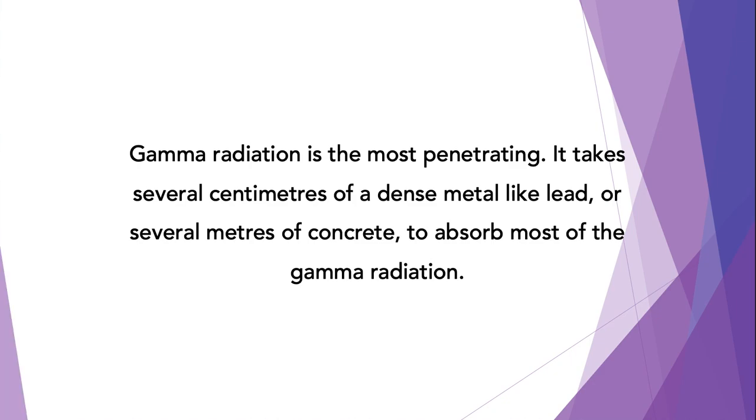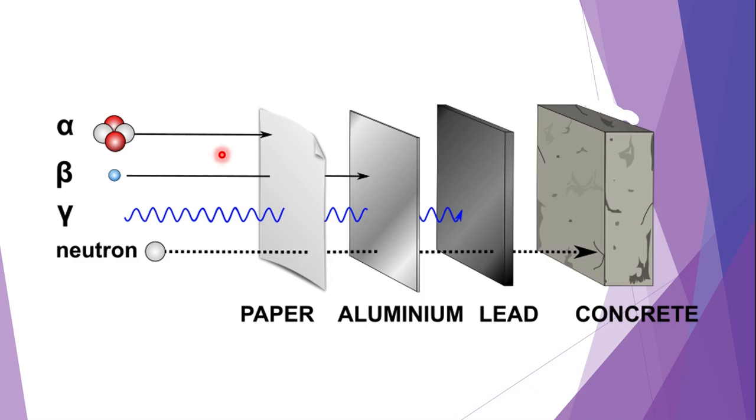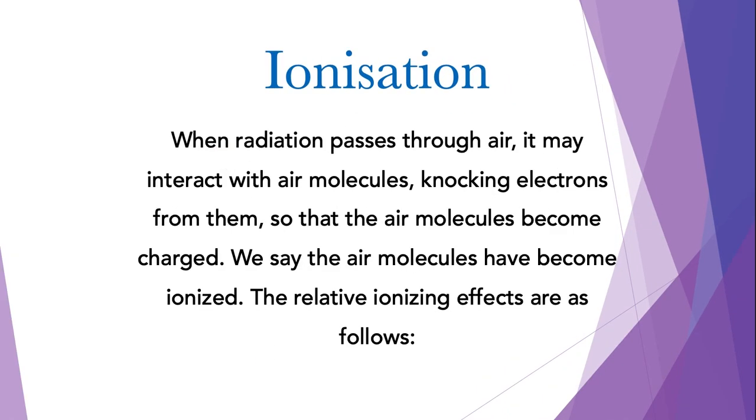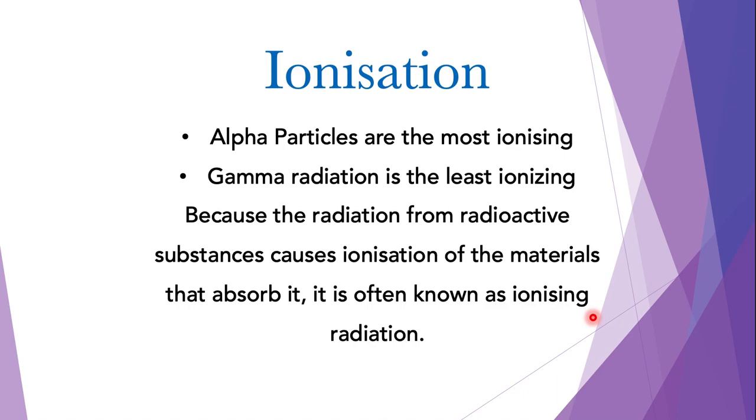Now we're going to see the ionization of these radiations. We understood that when radiation passes through air, it can get absorbed, like alpha particles get absorbed when they travel about 5 centimeters in air. What happens is that when radiation passes through air, it may interact with air molecules, knocking electrons from them so that the air molecules become charged. So we say that the air molecules have become ionized. Okay, so here we have the relative ionizing effects. Alpha particles are the most ionizing and gamma radiation is the least ionizing.